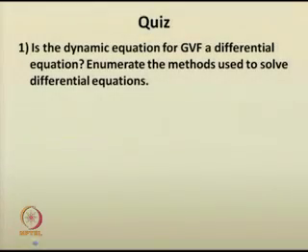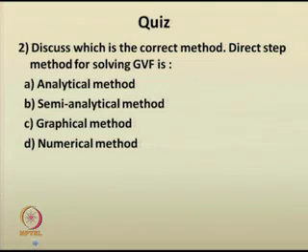We will just have a very quick quiz session. The first question is: is the dynamic equation for gradually varied flow a differential equation? Now, enumerate the methods used to solve the differential equation. It takes hardly 30 seconds at home. Now, here you just need to tick. Discuss which is the correct method. Direct step method for solving gradually varied flow is it an analytical method, a semi-analytical method, a graphical method or a numerical method? Which is the right one? It is up to you to answer them.